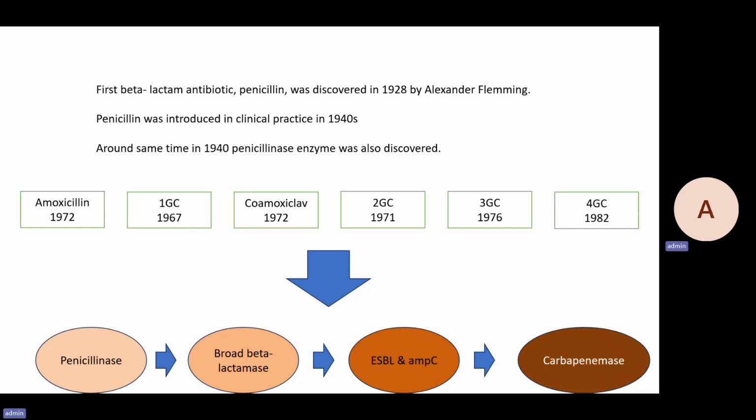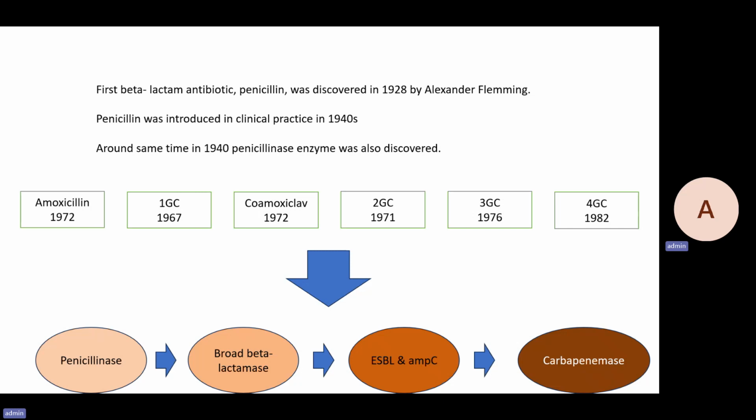Subsequent to this, we discovered many other beta-lactam antibiotics, like amoxicillin in 1972, and first generation cephalosporin in 1967, specifically cefalexin. Co-amoxiclav is 1972, second generation cephalosporin like cefuroxime in 1971, third generation cephalosporin like cefotaxime in 1976, fourth generation cephalosporin like cefepime in 1982. These years might be slightly different if you search for a specific antibiotic. I have taken the commonest examples that we use in clinical practice and put the discovery year in there.